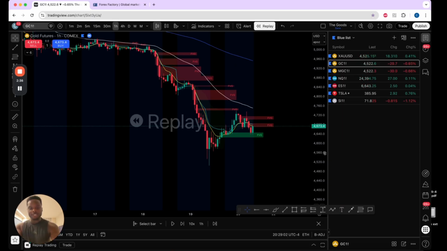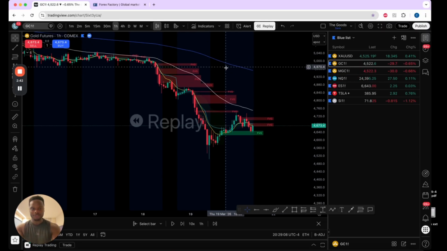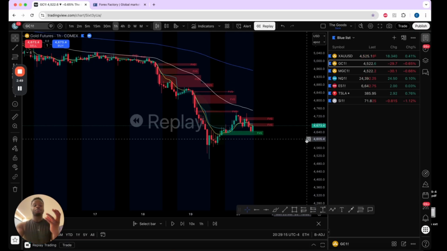Now, a cool little trick I like to use to help me determine what my bias would be is looking at my moving averages. Very simple. I have an 8, 50, and 200 moving average, and I use the VWAP. If price is below all of my moving averages and my VWAP, I'm only looking for sells. And if price is above all of my moving averages and my VWAP, I'm only looking for buys.